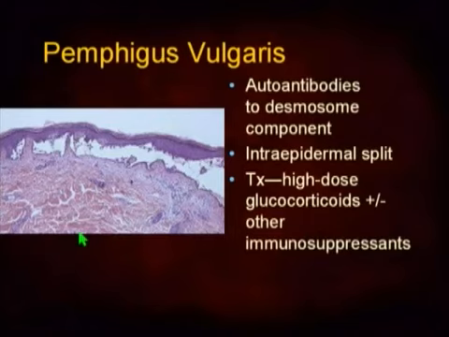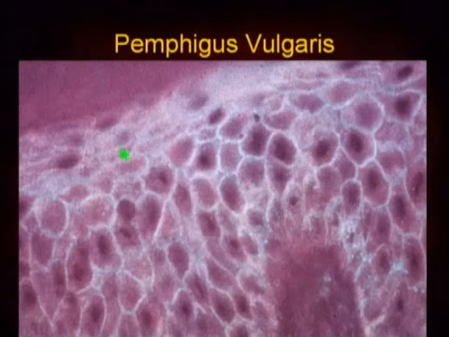And here is an H&E, the histology of pemphigus under the microscope. You can see that space that's in there, and you can see the basal cells are still lined up here right on top of the dermis, and then this is the rest of the epidermis that's separated, so you've got a space right in there. Again, an intraepidermal split, and the treatment here is similar to bullous pemphigoid, with systemic steroids and immunosuppressing medications.